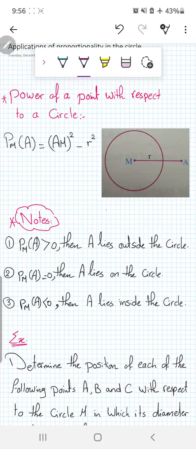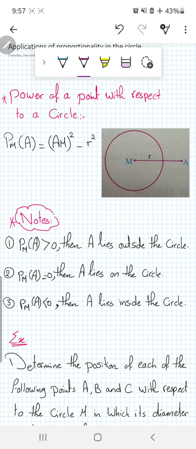Hello everyone. Our lesson today is about applications of power of a point in the circle. First, we want to know the power of a point with respect to a circle. If we have circle M, we represent the power of point A with respect to circle M as P(A) equals AM squared minus r squared, where r is the radius.